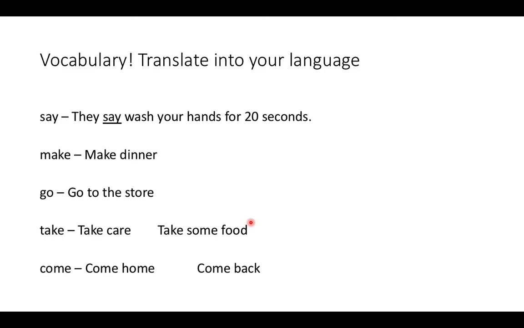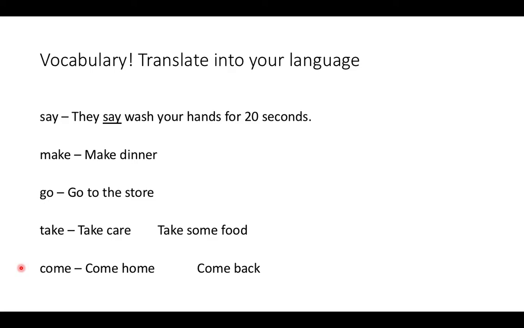I'm going to give you some vocabulary words that if you don't know what they mean in English, I would tell you to look it up in a translator so you know what say means in Spanish or Swahili or Tagalog, whatever language that you speak. These are very common verbs that people say.